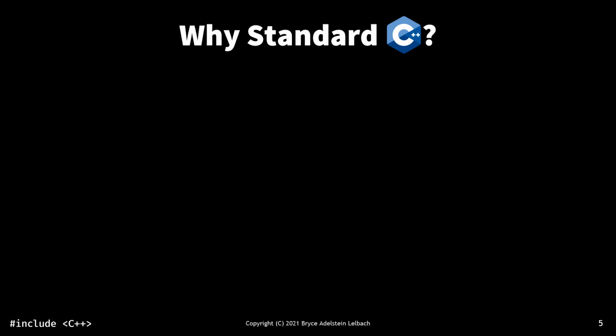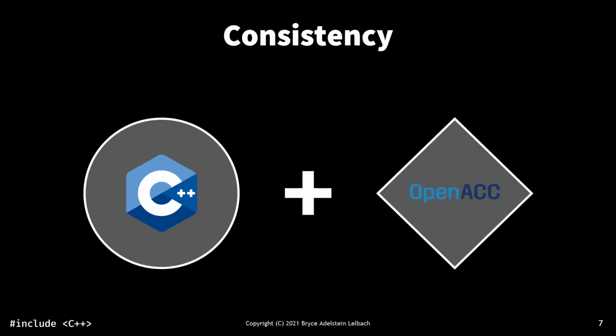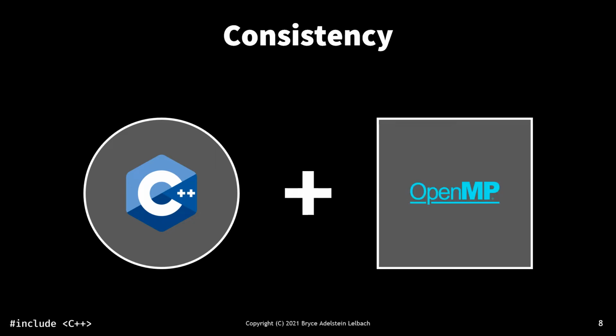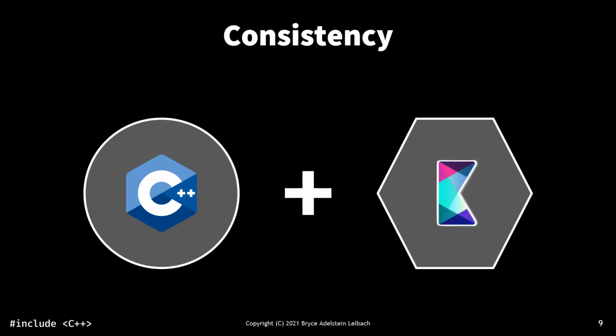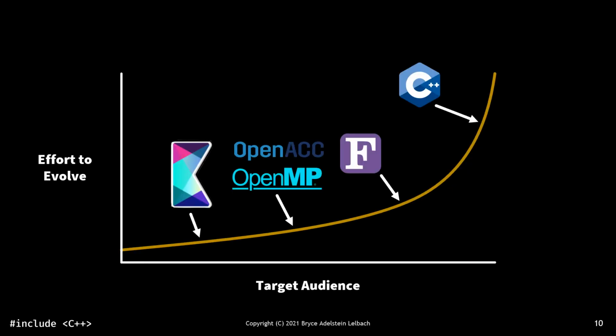Why should we in HPC care about what standard C++ is doing? I think there's three key reasons why C++ standard parallelism matters for HPC. First, there's consistency. Other solutions build on top of standard C++. Language extensions, libraries, runtime systems, etc. Some of these solutions have been very successful. These solutions can have a more focused target audience, and that means they can evolve faster.